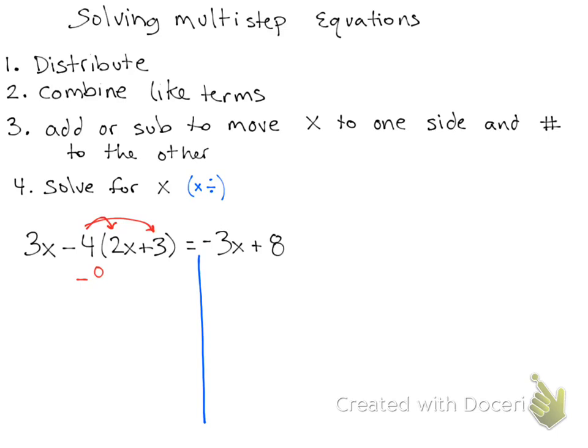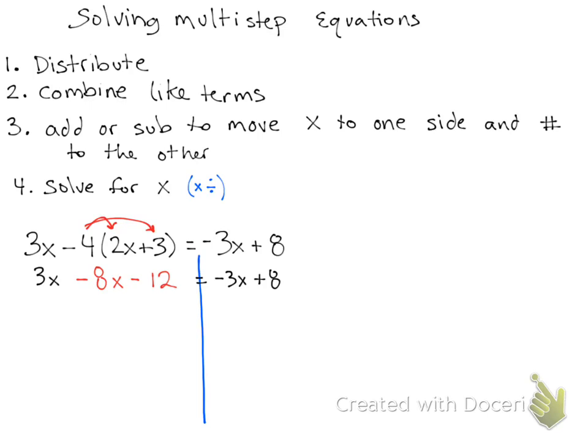So negative 4 times 2x is negative 8x. Negative 4 times 3 is a negative 12. So we don't have any more parentheses, so we're going to bring down everything that we haven't touched. So we'll take down the 3x, the negative 3x, and plus 8 comes down. Alright, so that takes care of step 1. You don't have any more parentheses, you got rid of them by distributing. Step 2, you want to combine like terms.